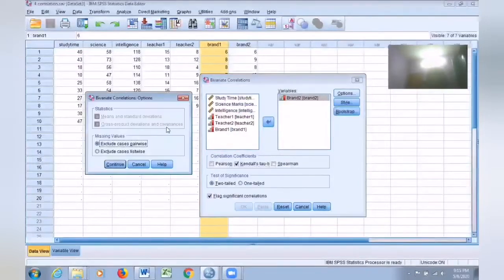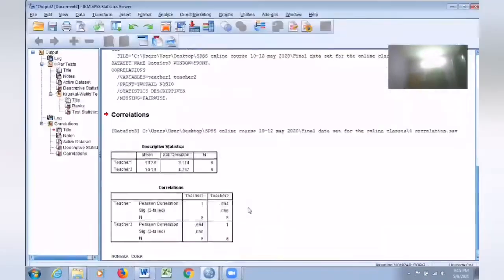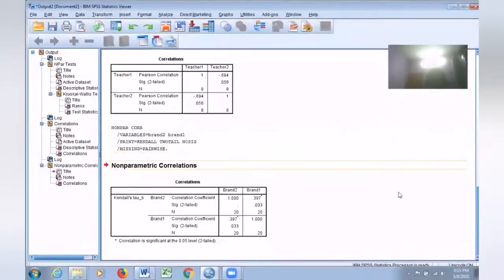Then if you want options, I mean, nothing is there. Okay, don't worry. Brand 1, I think it's not selected. Let me select brand 1 also. Now both the variables are selected. I have selected Kendall's Tau-b because of tied ranks. I give OK. Let us check now.